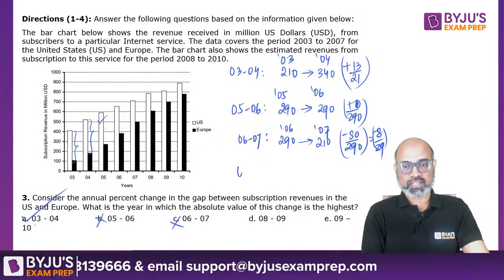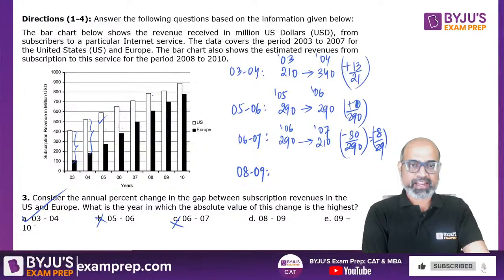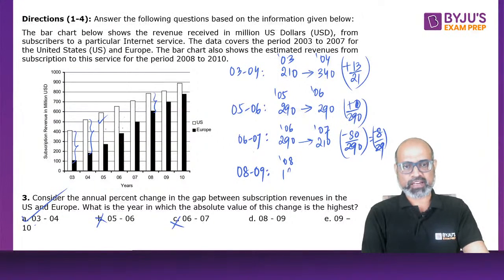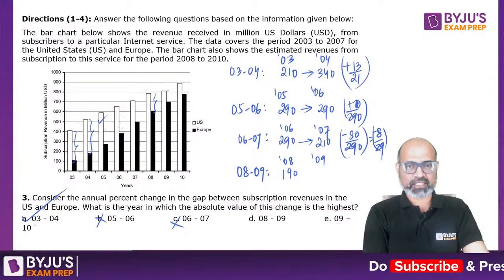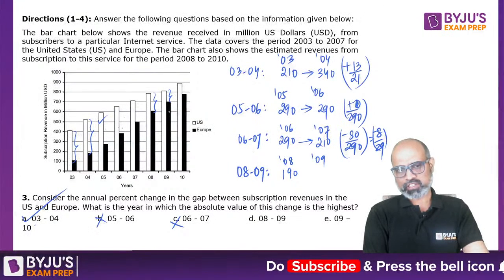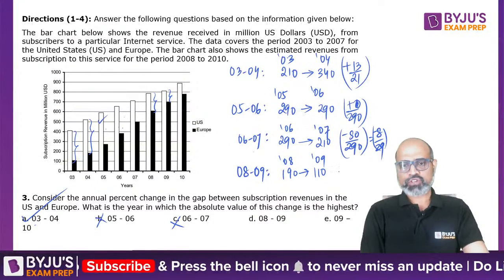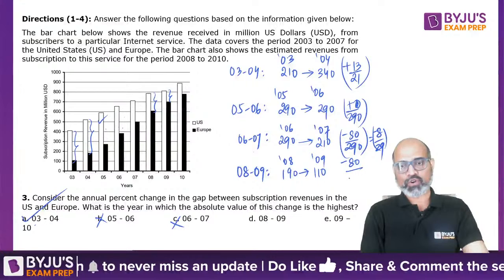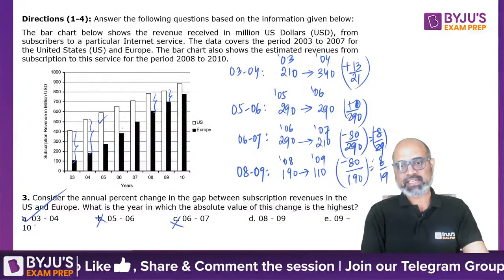2008 to 2009, 8 to 9. So in 8, this gap is a little less than 200. So let's take this as 190. And in the year 2009, this gap is somewhat 110. So we see that there is a change of 80 over 190, which is going to be a change of 8 by 19.